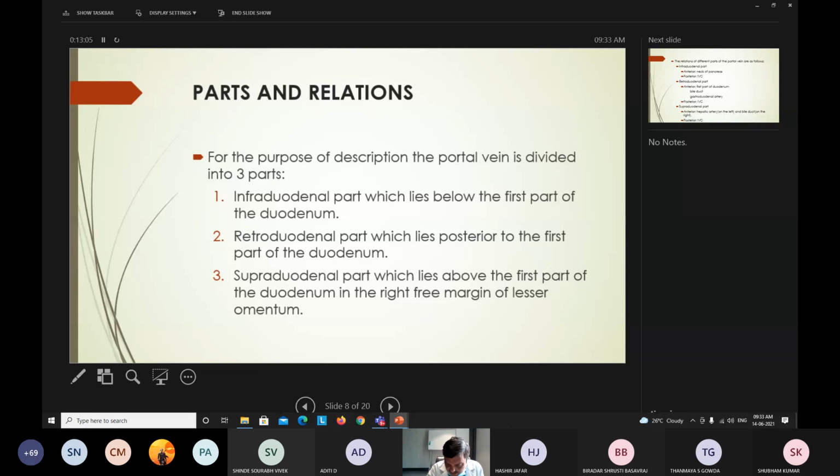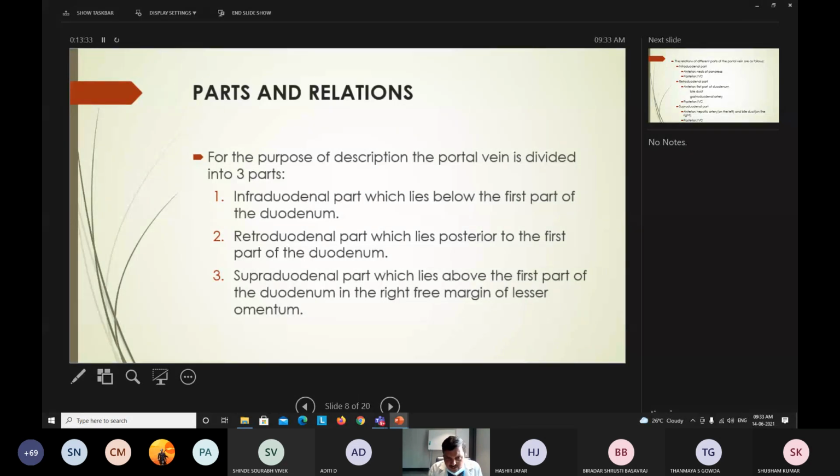The retroduodenal part lies posterior to the first part of the duodenum. And the supraduodenal part lies above the first part of the duodenum in the right free margin of the lesser omentum. Is it clear? These are the three parts of the portal vein: infraduodenal, retroduodenal and supraduodenal. Infra means below, retro means behind, supra means above the duodenum.